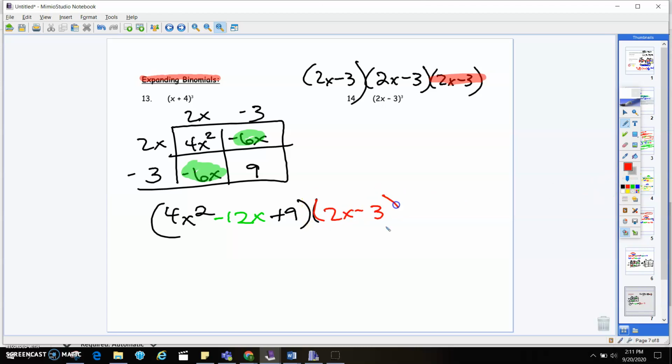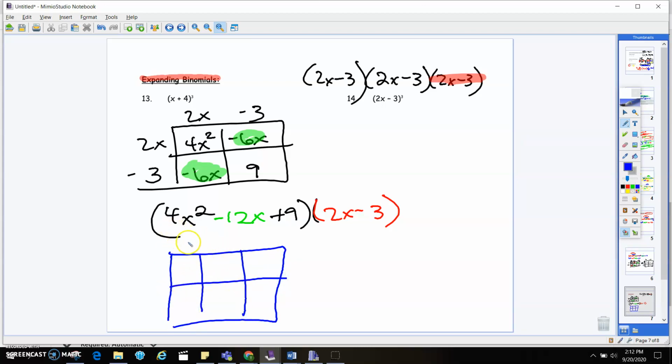So 2x minus 3. And again, I'm going to use the box. You can use the FOIL method. It does not matter. Okay, so I'm going to use the box method. I'm going to put this in blue. So, my lovely boxes of doom. All right, so I've got 4x squared minus 12x plus 9. And then I've got 2x minus 3.